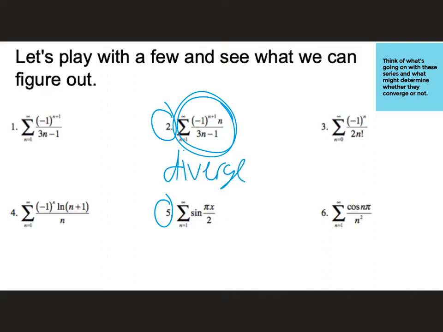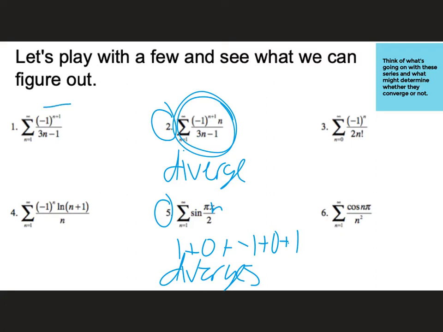Diverge. This one, sine pi n over 2. Well, that should be pi n over 2, first of all. But when n is 1, that's sine of pi over 2, which is 1. When n is 2, that's the sine of pi, which is 0. When n is 3, that's 3 pi over 2, which is negative 1, 0, 1. So this isn't going to settle on anything. So that diverges. Again, the limit of that one is not 0. So the divergence test says diverge.